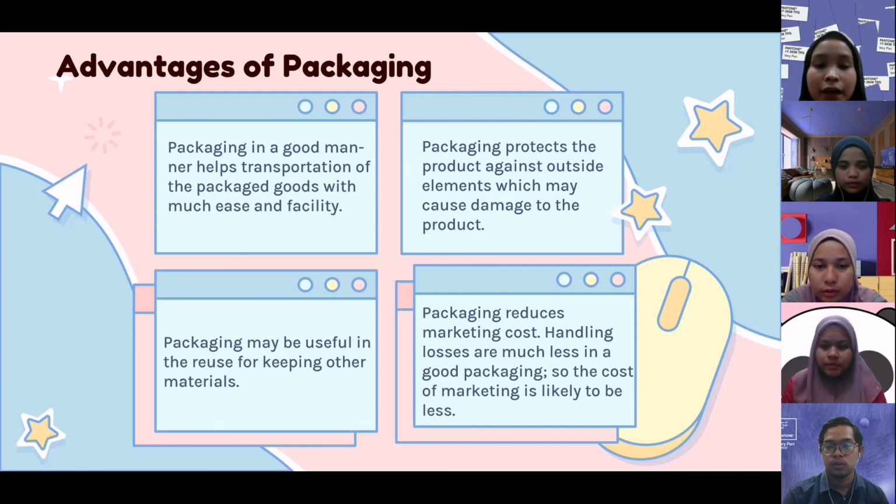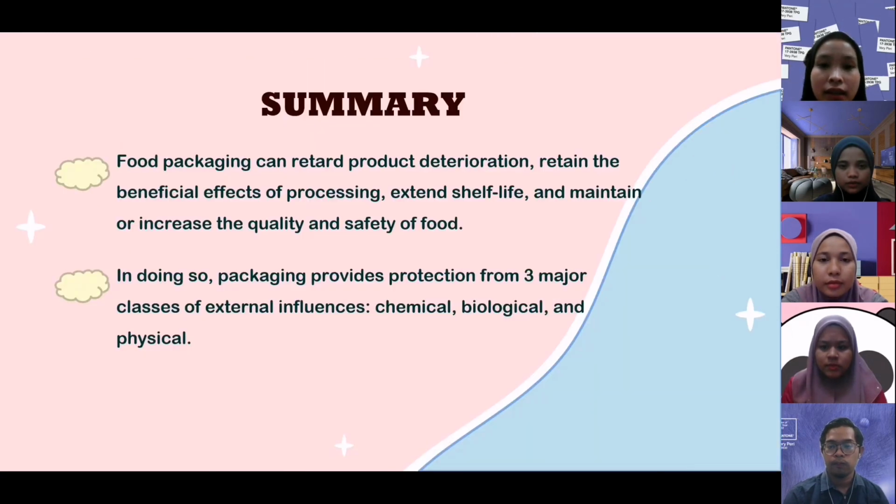Okay, summary of GMP packaging. Food packaging can retard product deterioration, retain the beneficial effects of processing, extend shelf life, and maintain or increase the quality and safety of food. In doing so, packaging provides protection from three major classes of external influence: chemical, biological, and physical. Okay, that's all from us.